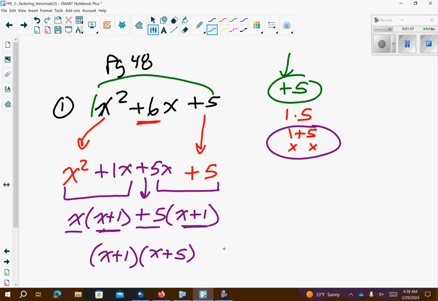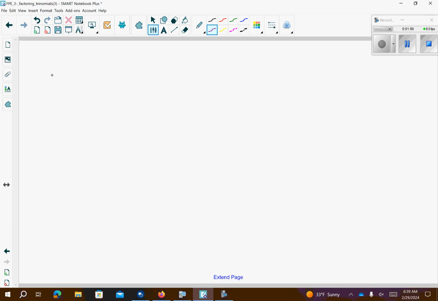Now just know, if you had flip-flopped the order, the answer would have come out to this, which is the same exact answer. So these are equal answers. You pick one or the other that works for you. Problem number 2, we have x squared minus 4x plus 4.